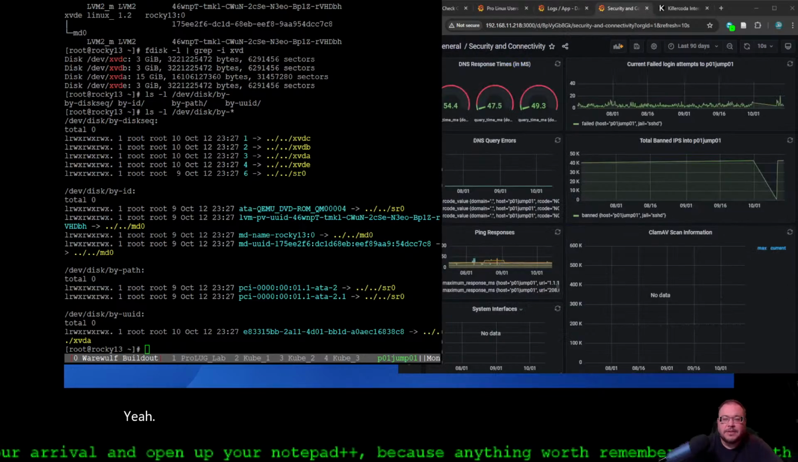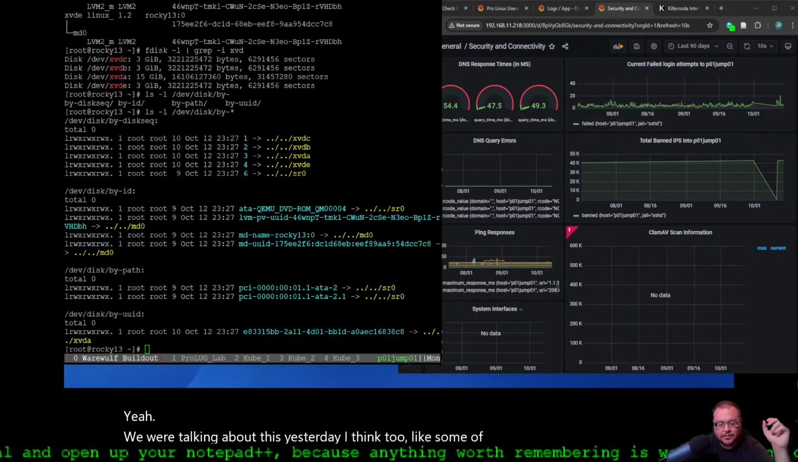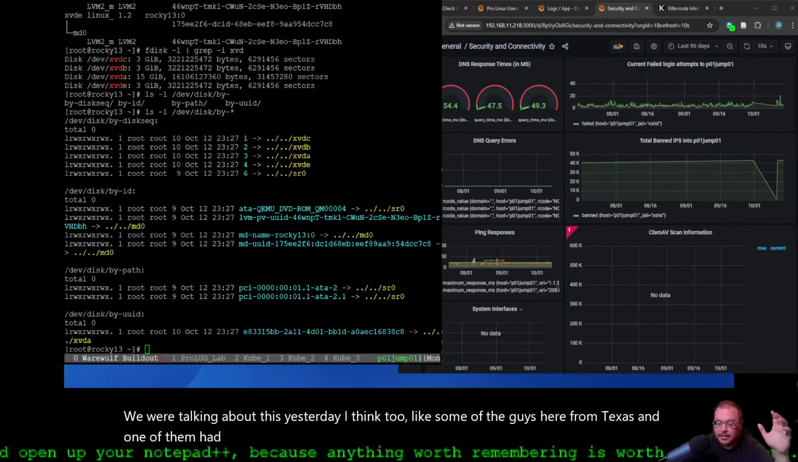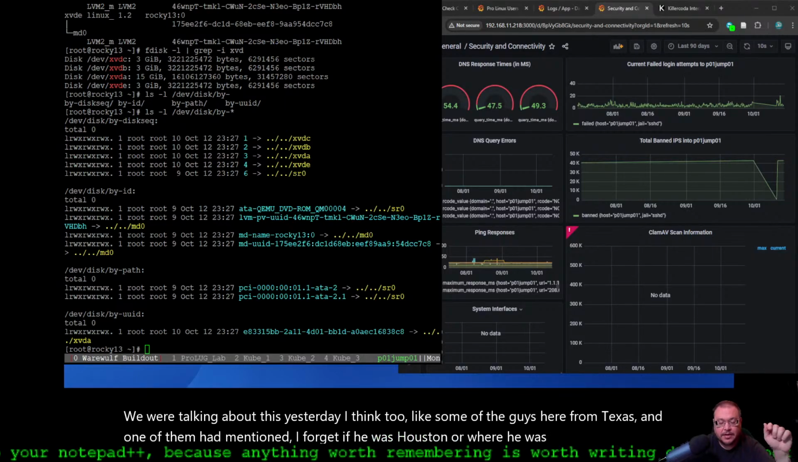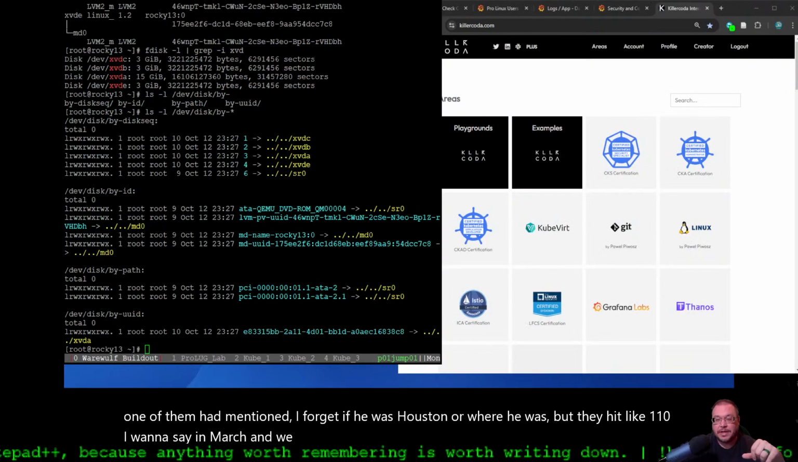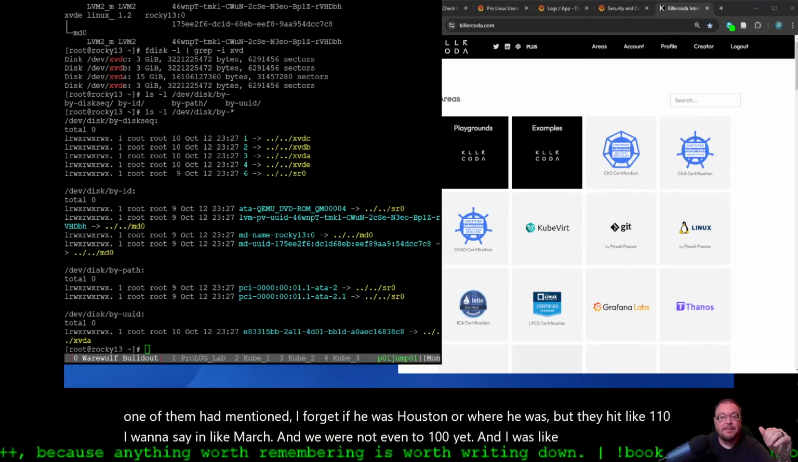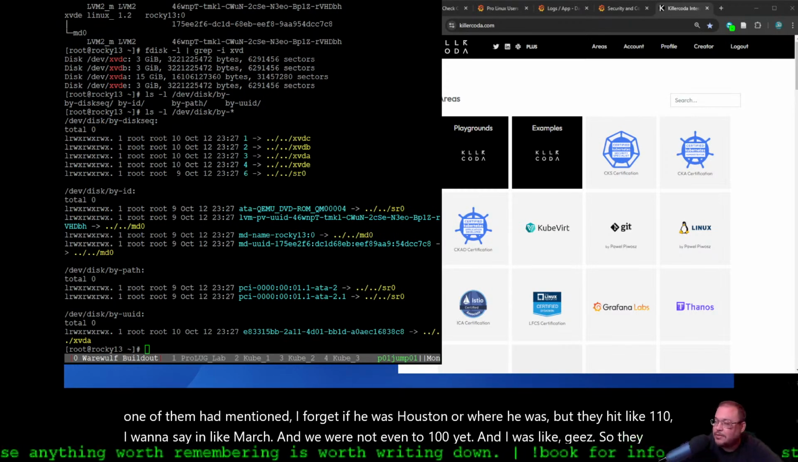We were talking about this yesterday, I think, too. Some of the guys here are from Texas, and one of them had mentioned, I forget if he was Houston or where he was, but they hit like 110, I want to say, in like March, and we were not even to 100 yet. And I was like, geez. So they basically got hotter faster, but I don't think their summers held on nearly as long as ours has.